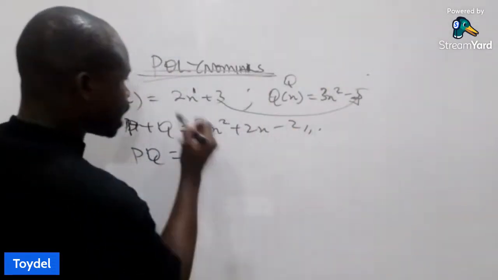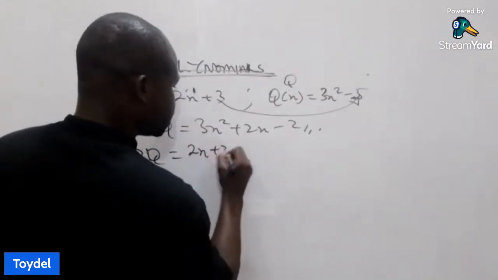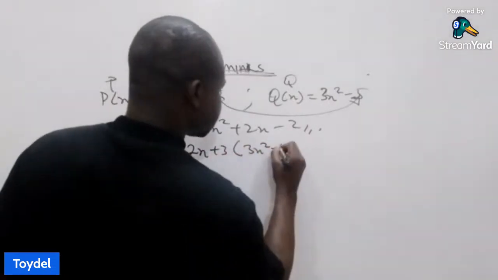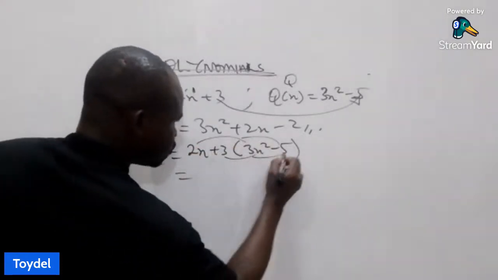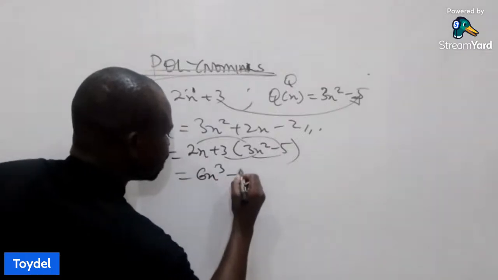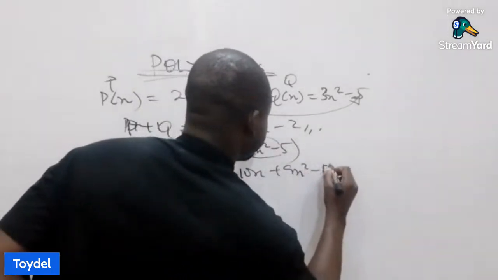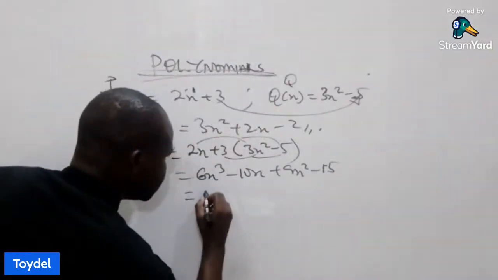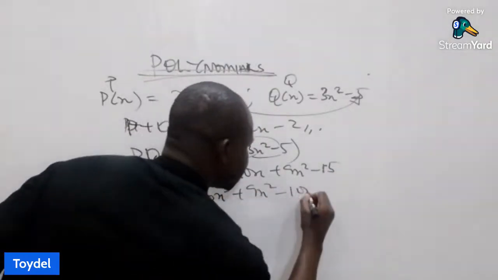If I expand this now, when I want to expand this, I'm going to have 2s plus 3 multiplying 3s squared minus 5. Then this will multiply the 2. This is also a form of expansion. Then I'm going to have 6s cubed minus 10x. Then I'm going to have plus 9s squared minus 15. So at the end of the day, the final answer will be 6s cubed plus 9s squared minus 10x minus 15.